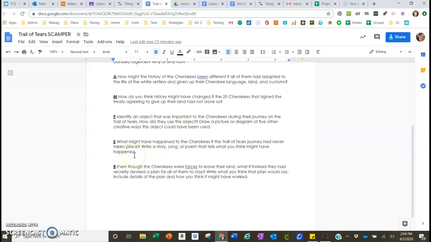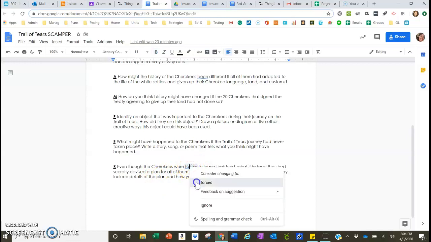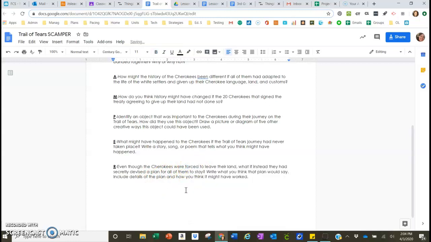For E, what might have happened to the Cherokees if the Trail of Tears journey had never taken place? Write a story, song, or poem that tells what you think may have happened. And then for R, even though the Cherokees were forced to leave their land, what if instead they had secretly devised a plan for them all to stay? Write what you think that plan would say, including details and how you think it might have worked. So basically, what could they have done instead of leaving?